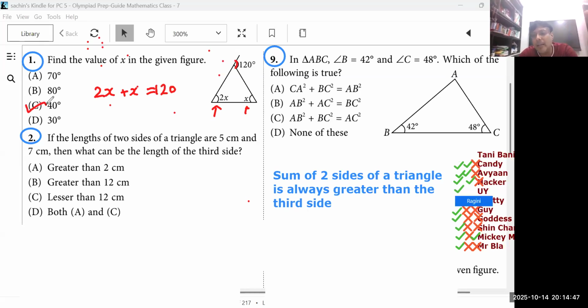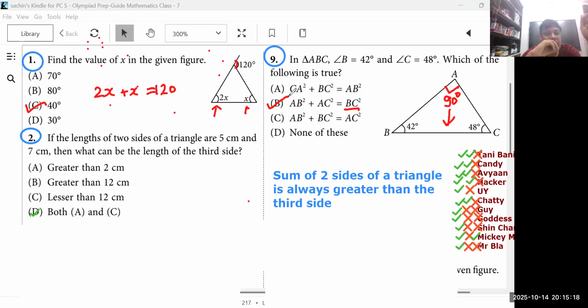Now, first I will look at the 9th. 48 plus 42 is 90. So this angle will be 90. Do we agree? Now the hypotenuse is the side opposite to the right angle, which is BC. So BC square is equal to AB square plus AC square. इसमें क्या प्रॉब्लम था? क्यों सबका गलत हो गया भाई? Tell me.